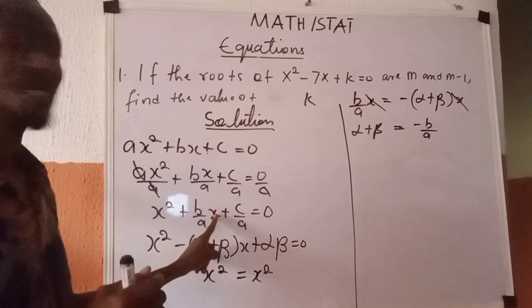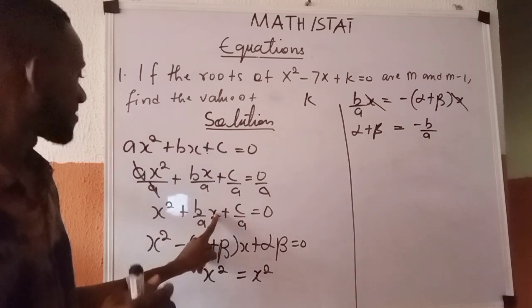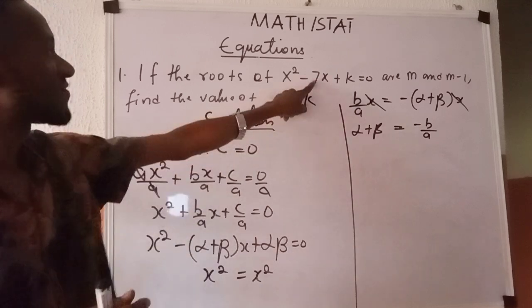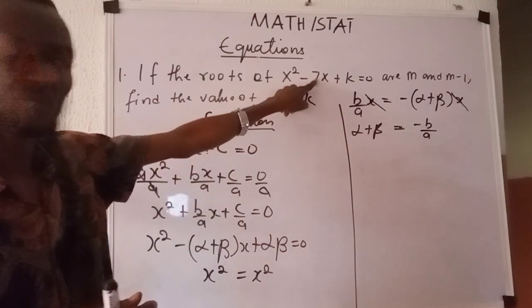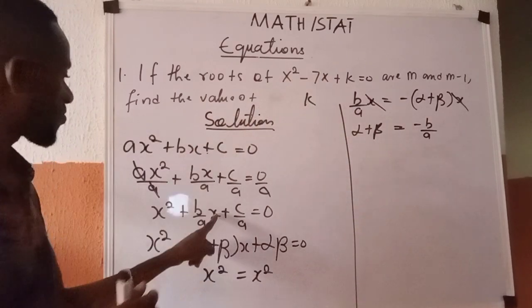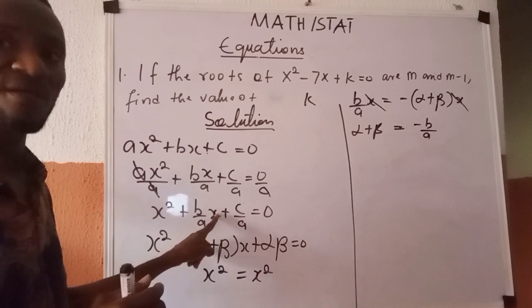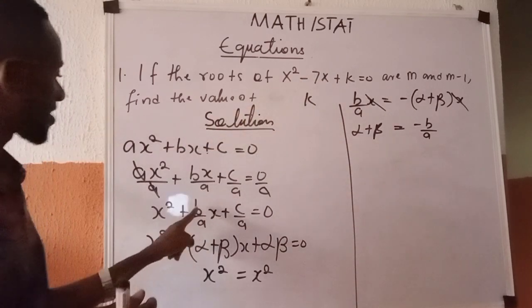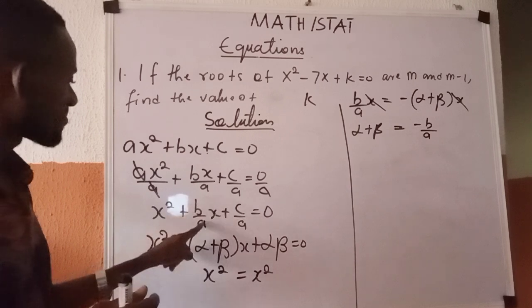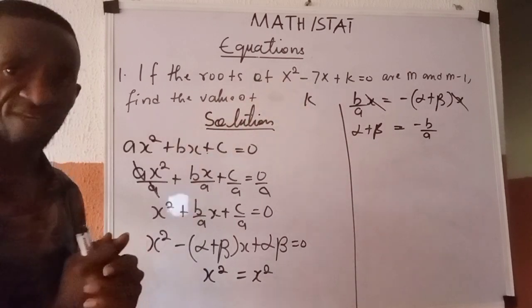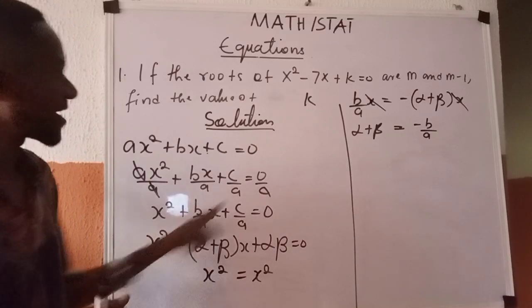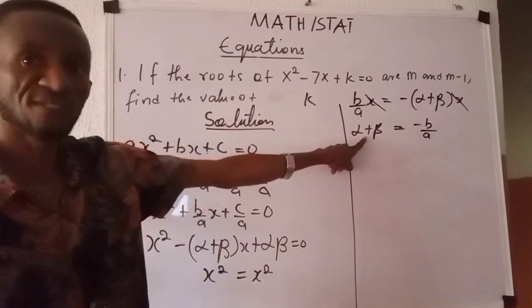Look at this x here. Which means this my b over a is given as minus 7. What I have as the coefficient of x here is minus 7. So the equation here is b over a, which means this b over a is given as minus 7. And remember that this b over a has been equated to this.